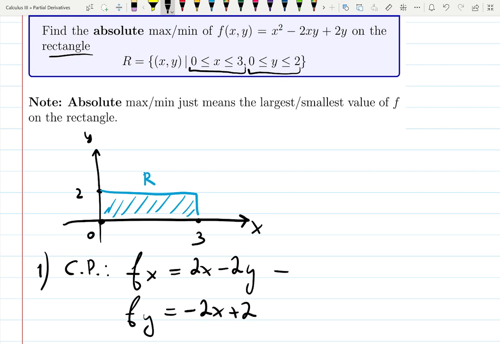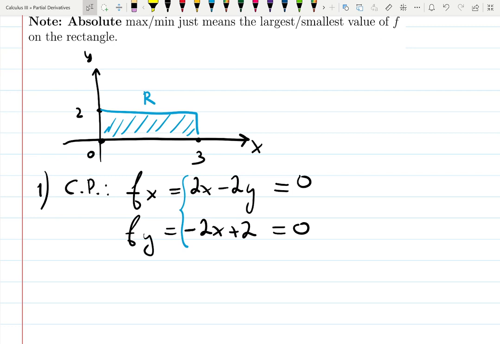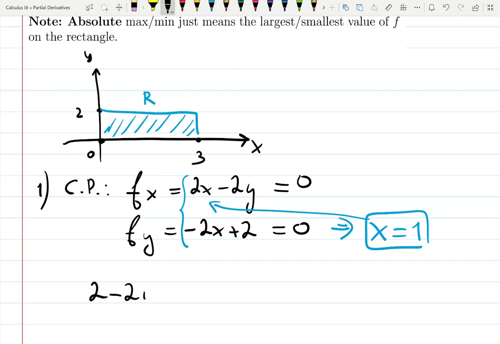Agree? So I'm going fast. Set them to zero. In this case, only zeros. You solve them simultaneously, right? Usually in my mind, I see it like so. Solving simultaneously means, let me find x from here and plug it in. x from here is 1. And I'll plug it over here. Then I will have 2 minus 2y equals 0. That gives me y equals 1 as well.